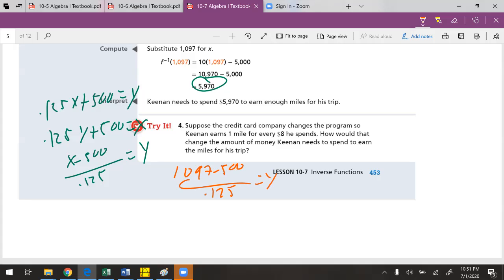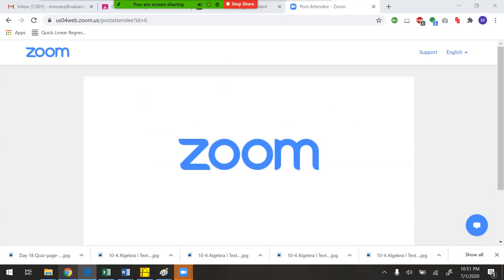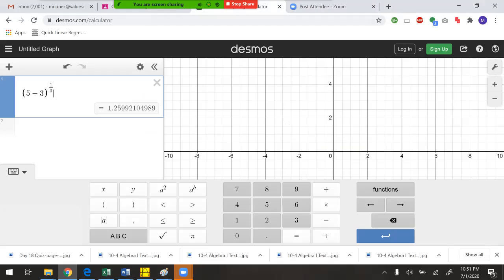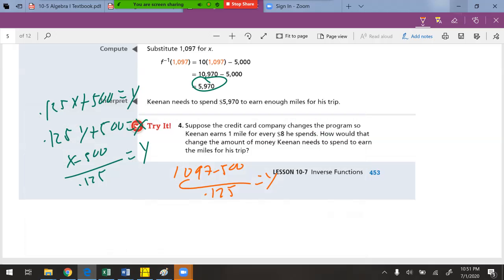How much does he need to spend? Let's do the math real quick on good old Desmos. Okay, so parentheses 1097 minus 500, divided by 0.125. He needs to spend $4,776. Okay, so it's equal to $4,776.